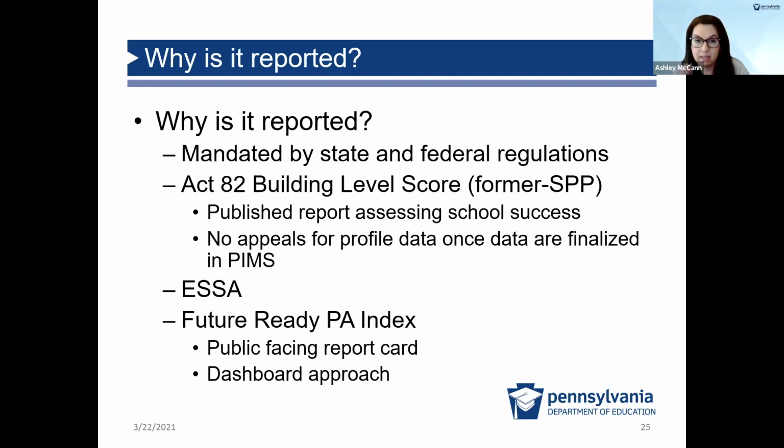So why is this data reported? Well, it's mandated by state and federal regulations. It's used for the Act 82 building level score, which you may know as SPP in the past. Published report assessing school success, no appeals. So you can't appeal the data once it's finalized. It's also used for ESSA and the Future Ready PA Index, which is the public facing report card. That's a dashboard approach. So the low income data comes from here. Your gifted numbers that display on these dashboards all come from the 10-1 student snapshot.